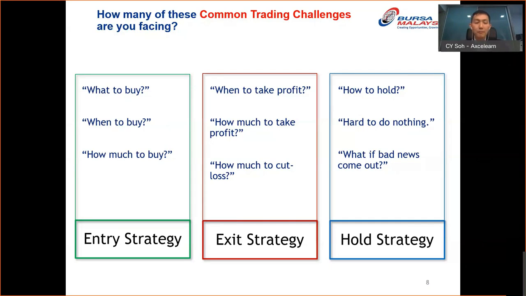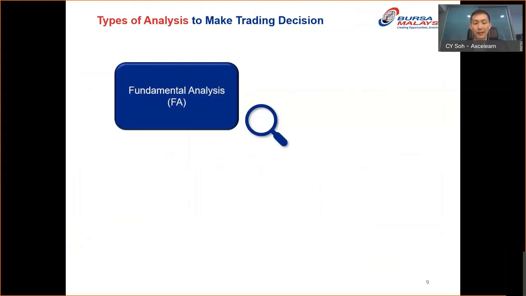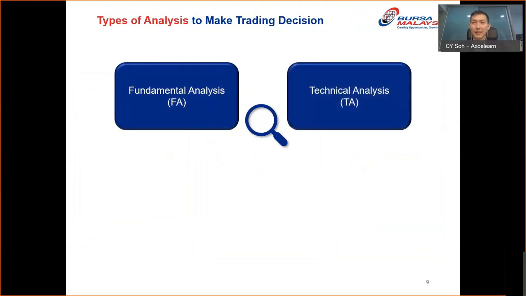Okay. Now, with all of these three strategies, of course, we need a method to analyze the market, right? So generally, there are two types of analysis for us to make a trading decision. Which of these analyses are you actually currently doing? They are fundamental analysis, FA, as well as the commonly used technical analysis, which is TA. So which of these are you currently using in your trading?